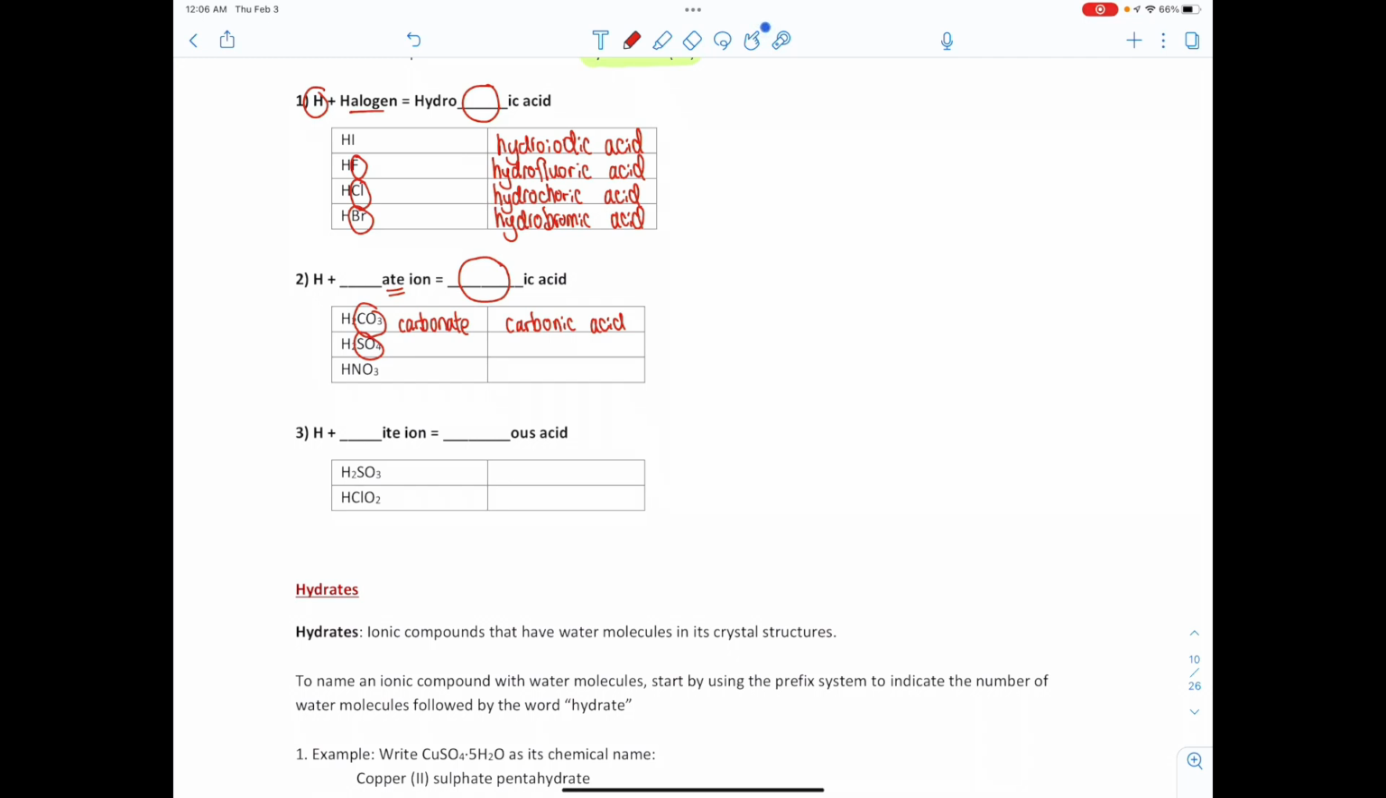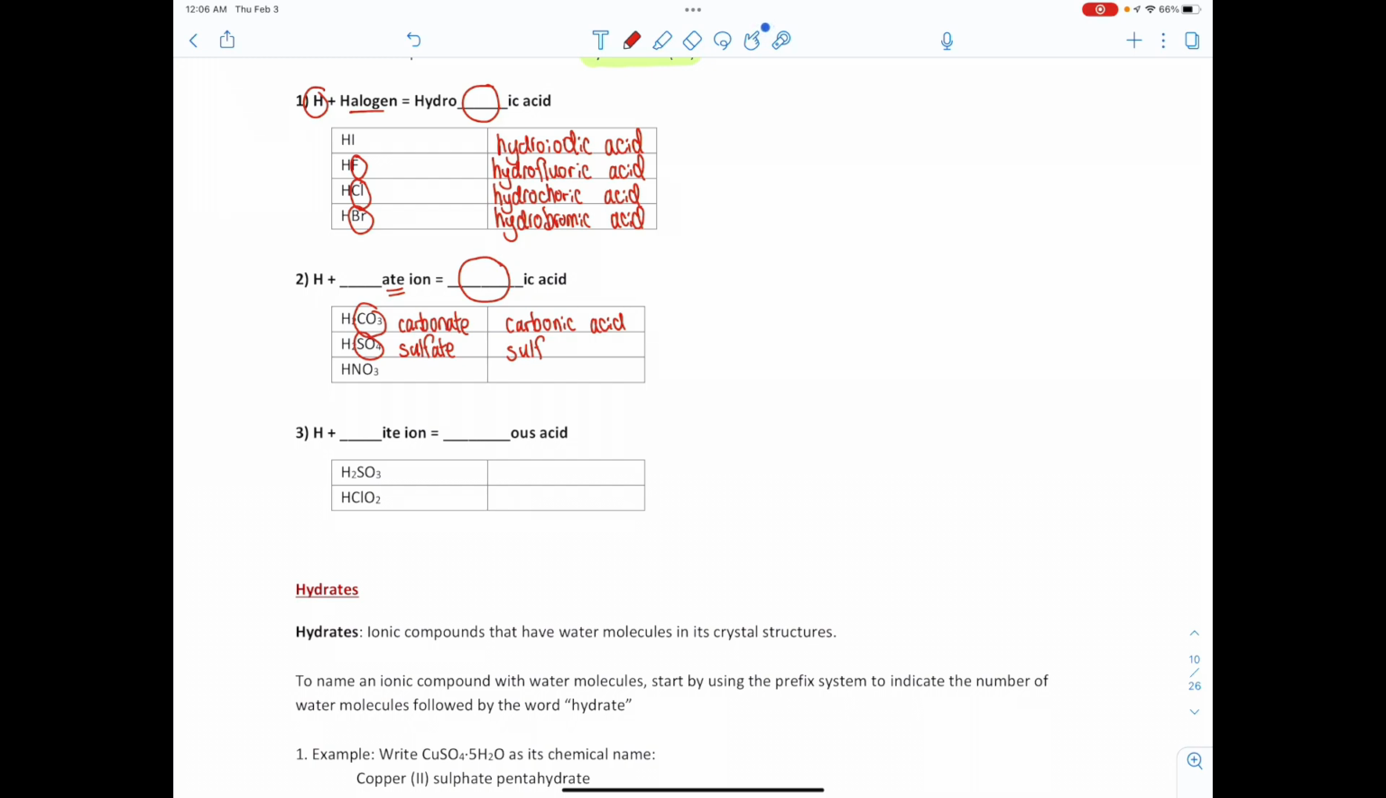If we look on the polyatomic ion list, SO4 is sulfate. And so when we combine it with an H, it becomes an acid. And this acid, following the same pattern, we're going to keep the first part of sulfate, so kind of the sulf, and then we're going to add an IC acid.